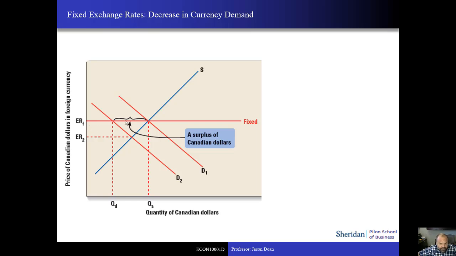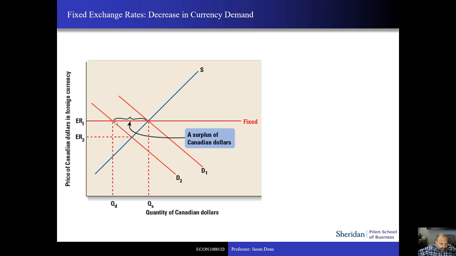So what's going on here is that a lot of people are selling the Canadian dollars because they want to convert them into foreign currency. So there's an oversupply of Canadian dollars on the market. And under normal circumstances, the exchange rate would fall. So in order to keep it fixed, the Bank of Canada would need to buy this surplus of Canadian dollars in order to keep it at this fixed rate. Well, how will they do that?